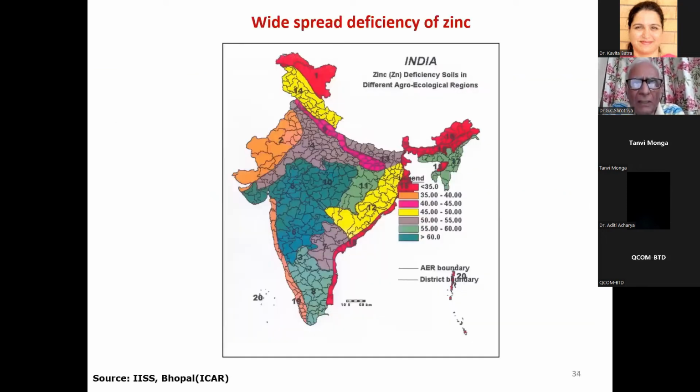This is how the zinc deficiency is spreading in India. The red portion is the deficient one, and then gradually, next please.